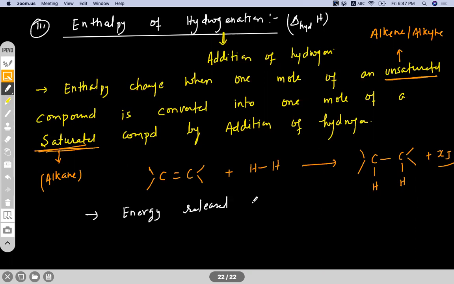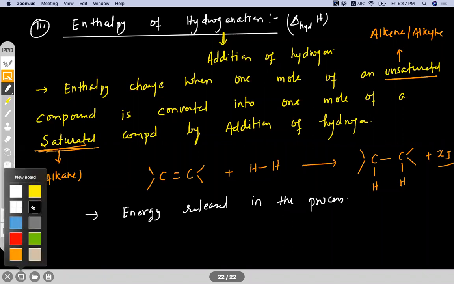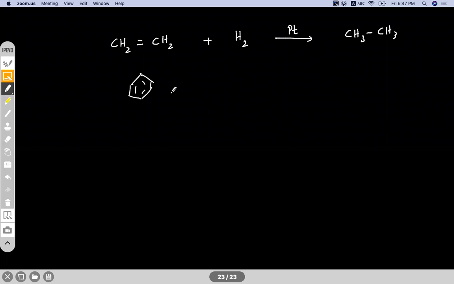Energy releases in this process. Exothermic. Look at this example. Suppose we have CH2 double bond CH2. When we allow it to react with hydrogen, there will be some catalyst also we use, and the product would be CH3 CH3. Ethene converts into ethane. If you have a benzene ring, three moles of H2 we are taking, for one double bond one H2, so three double bonds, three H2. It converts into cyclohexane. Energy evolved is the enthalpy of hydrogenation.